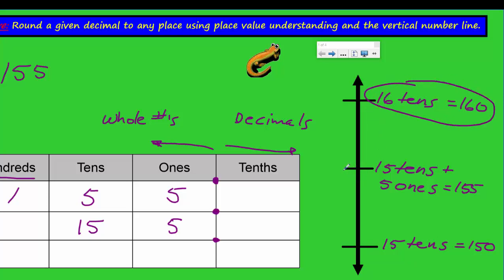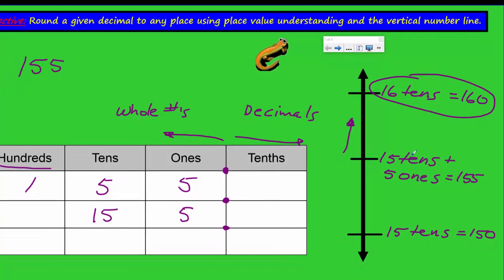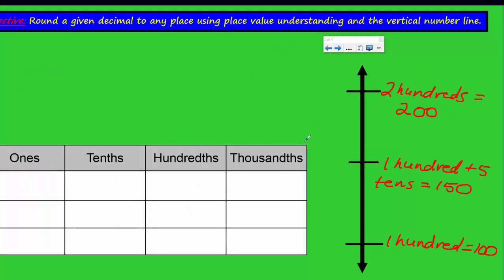Because when we have a number that's exactly at the midway point, like 15 tens was 150 plus the 5 ones was 155, that puts us right in the middle of 16 tens and 15 tens. But this lets me know that when we have that 5 right at the midway point, we round up. So 160.